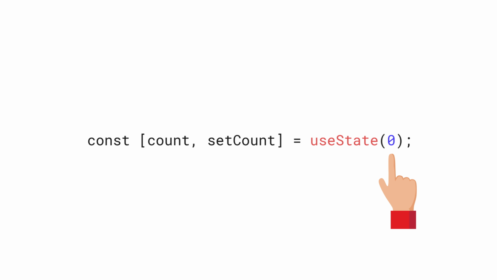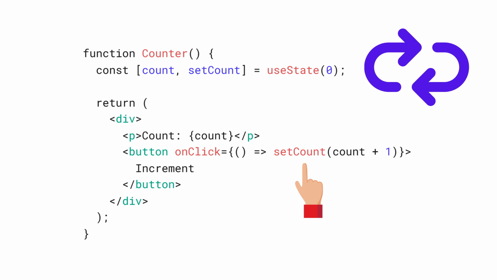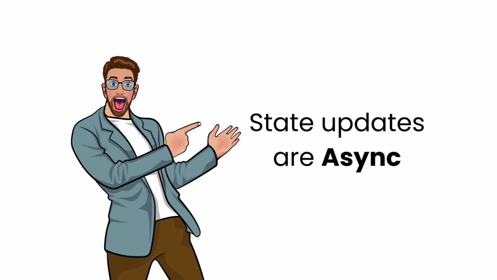Here's how it works in a complete component. The magic happens right here on the onClick line. When we call setCount with a new value, React re-renders our component with the updated state. But there's a crucial detail about useState that catches many developers off guard. State updates are asynchronous, and React batches them for performance.